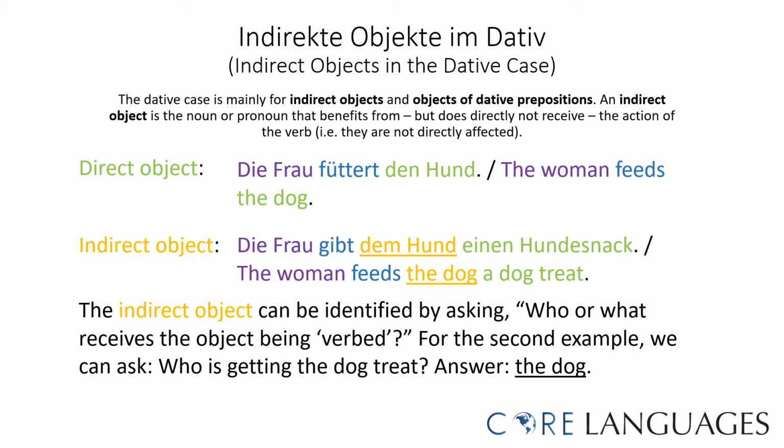The indirect object can be identified by asking who or what receives the object that is being verbed. For the second example, we can ask, who is getting the dog treat? And the answer is the dog. The dog is the indirect object in the sentence. And because dog, or Hund, is a masculine noun, der Hund, the article changes to dem Hund.